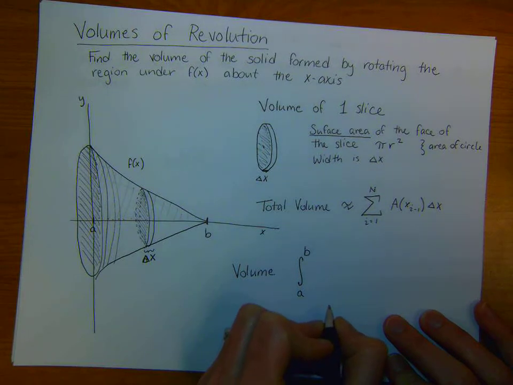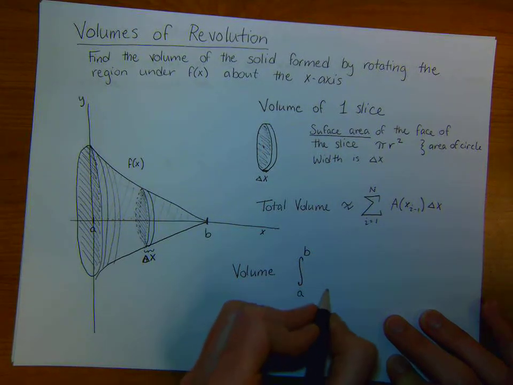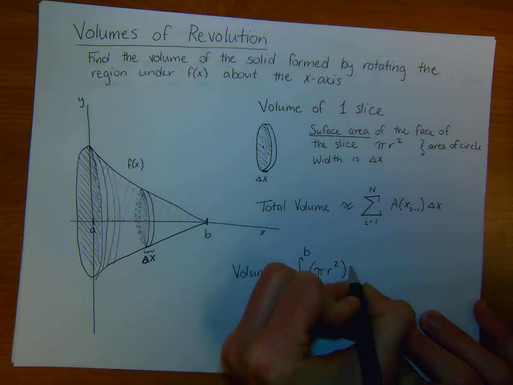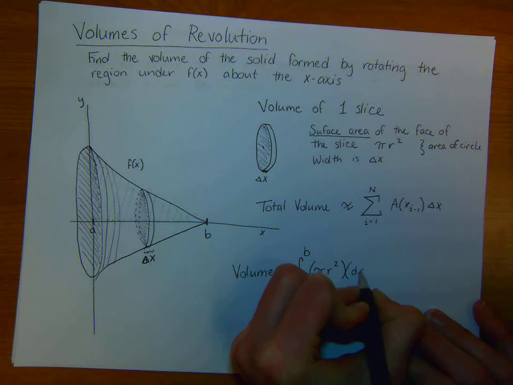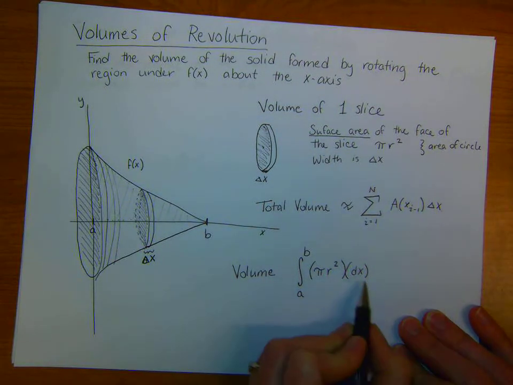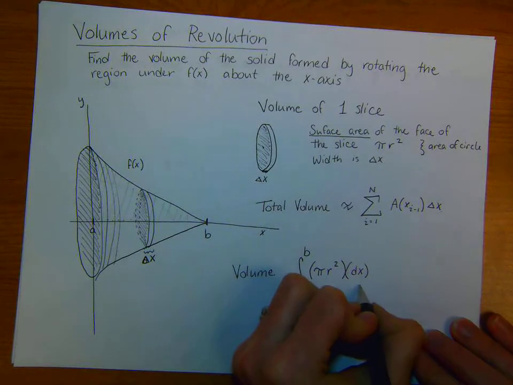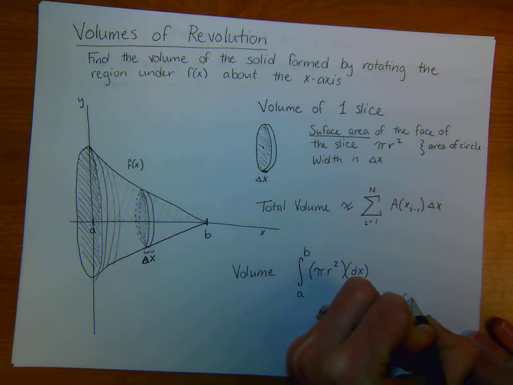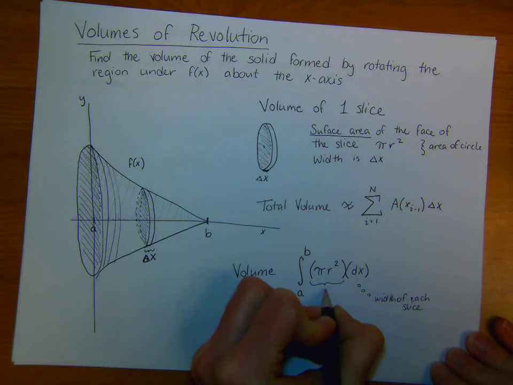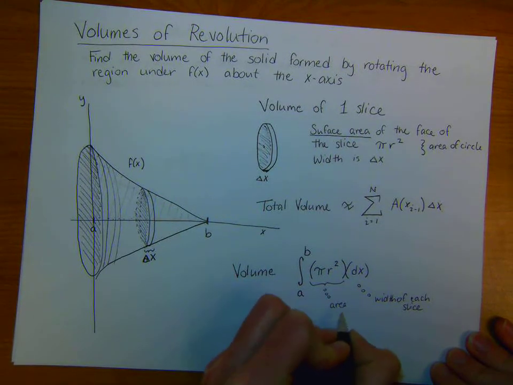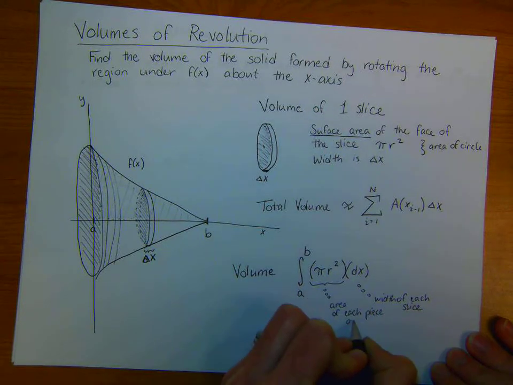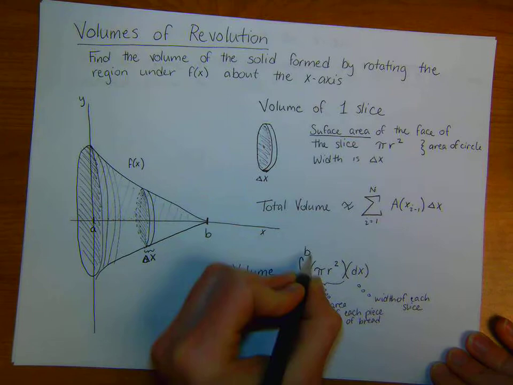So that's my number of slices, and the volume of each slice is given by pi r squared times the width dx. This limit, the delta x, becomes this differential. And in my head, I'm thinking of this as the width of each slice, and this is the area of each piece of bread. And my a to b is telling me where the bread is.